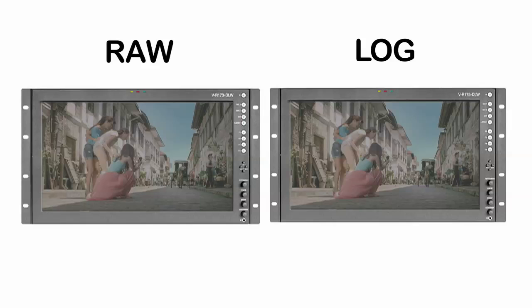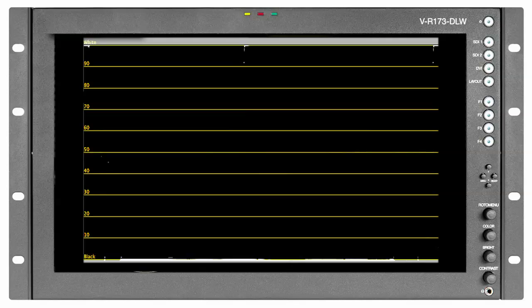Both RAW and log use the same techniques. To readily understand them, you need to know how to read the waveform monitor. This is a waveform monitor, and this is the IRE scale. 100 IRE is at the top of the scale. This represents white, and 0 IRE is at the bottom of the scale.